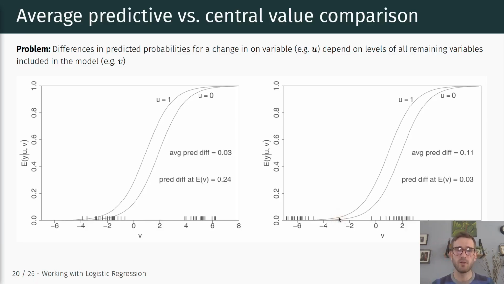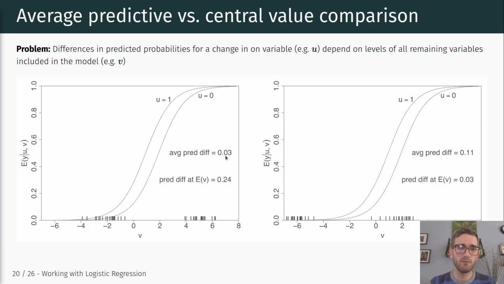So the alternative to just computing the predicted difference at the expectation is basically looking at all the different observations that we have, computing the predicted difference based on the model for u equals 1 and u equals 0 for each individual observation, and then averaging across those predicted differences in the probability, okay? So rather than taking the expectation and computing the predicted difference at that expectation, we're computing all the different predicted differences and then averaging them. This is why we're calling this the average predicted difference, okay?